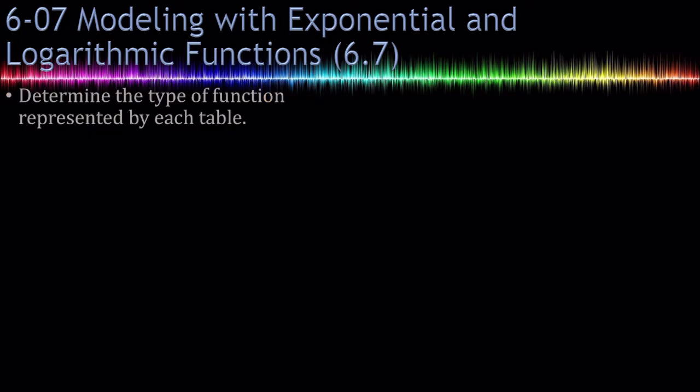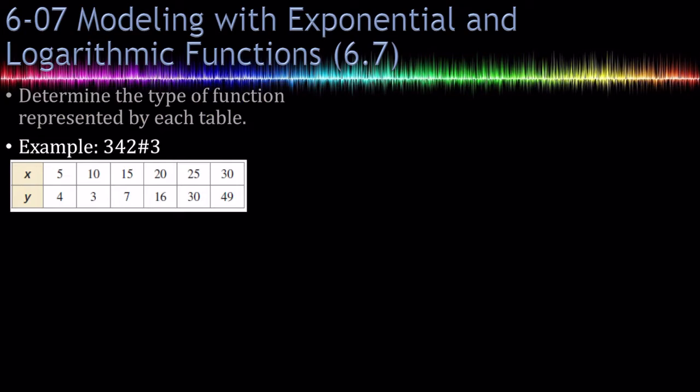For example, let's look at these and let's determine the type of function. So here's page 342, number 3. So we can look at this and we could try, see if it's exponential. We could do 3 divided by 4 is, well, 3/4, and then we can do 7 divided by 3, and you can see right away those are not the same. So it's not exponential.